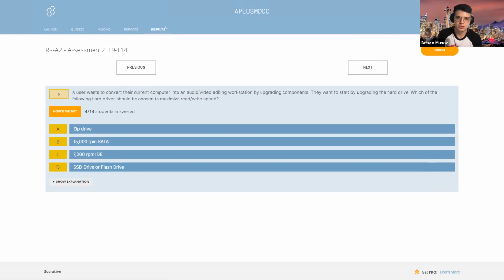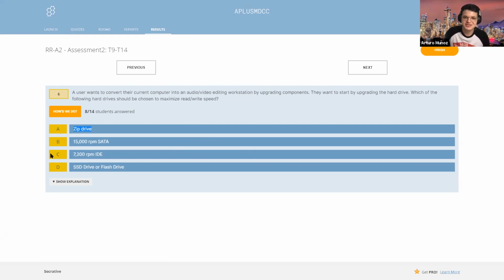I think I got this one wrong, but from what I saw in the test, I think it was A, right? Zip drive, okay. No, it wasn't. Oh, it's different on my screen. Be careful when you say A, because I purposely shuffle the answers in case somebody is looking at what the answer is here and they just click away.